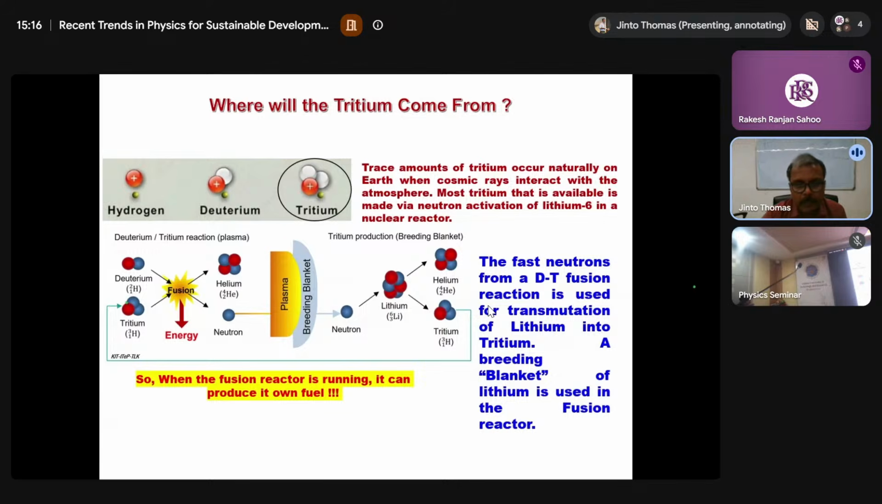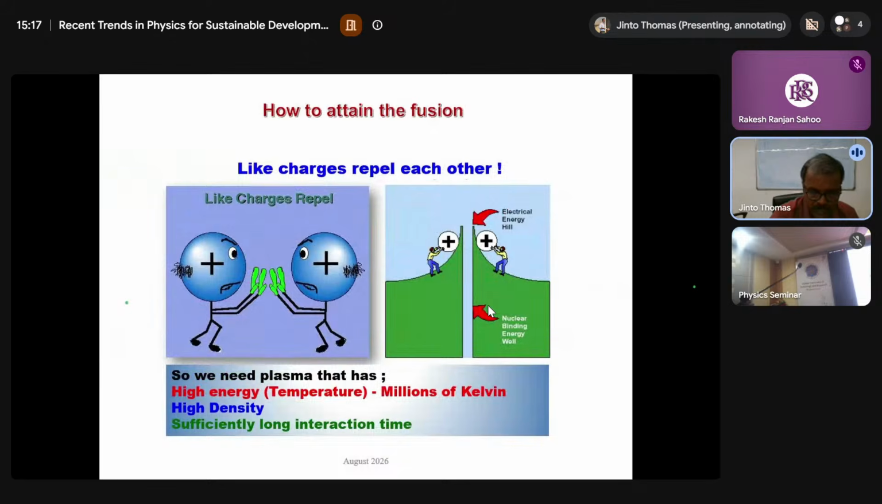So tritium we can breed in the fusion process using a breeding blanket. You will have the fusion happening and the fast neutron interacts with the lithium to give you the tritium. So in principle, when the fusion reactor is running, it can produce its own fuel. That means the concept is simple: you get the seawater refined and just keep running the fusion and the energy forever. But it is very easy to say that, and there are a lot of obstacles.